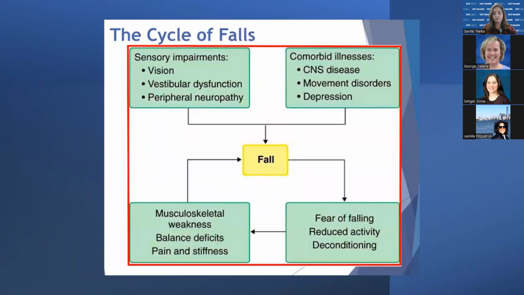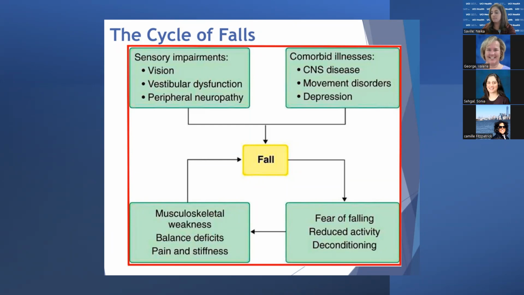So if we look at the cycle of falls, on the top left, we talk about the sensory impairment, vestibular and peripheral neuropathy, which is also the proprioception, and then also comorbid illnesses, CNS disease like stroke, any problems with carotid arteries or things like that, movement disorders like Parkinson's, depression. These things can lead into a fall.